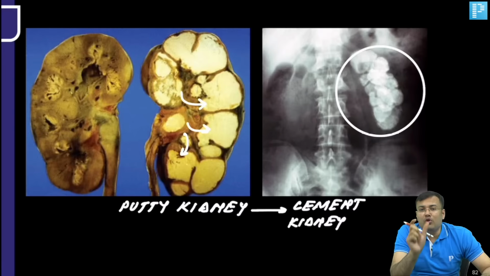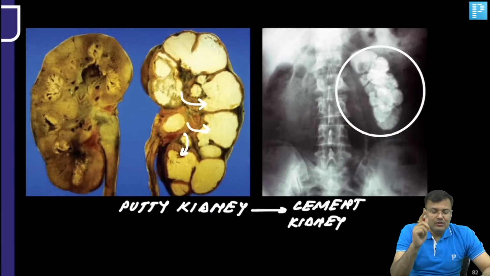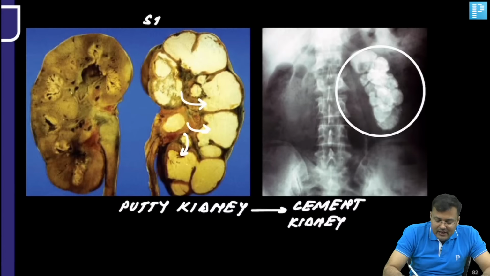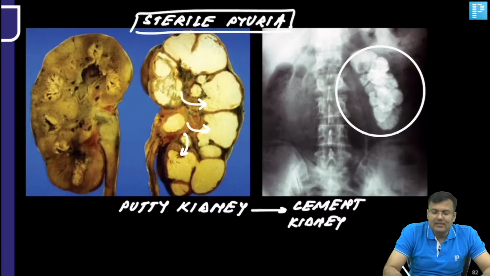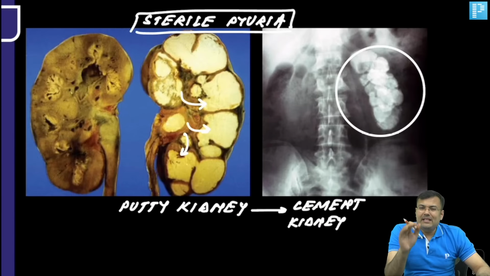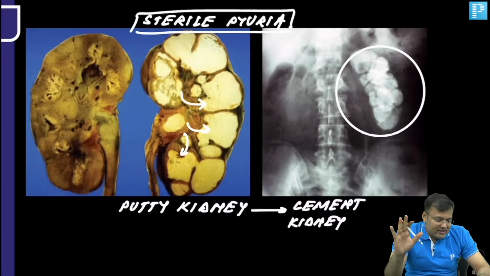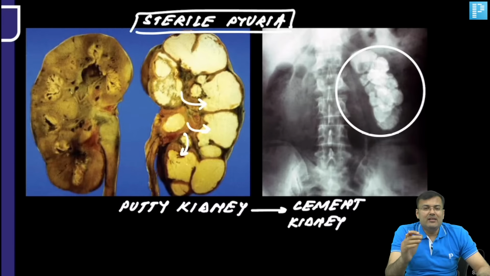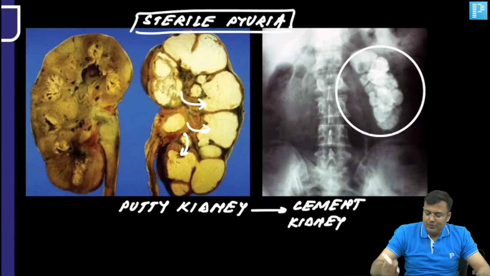And let me tell you the clue. What clue are you going to expect in the exam? Examiner will give you sterile pyuria. Whenever the examiner asks a question related to genitourinary tuberculosis, there will be sterile pyuria, means pus cells will be in the urine. There is no growth on culture sensitivity. Clear? So, putty kidney, cement kidney, calcified kidney, autonephrectomy, sterile pyuria.